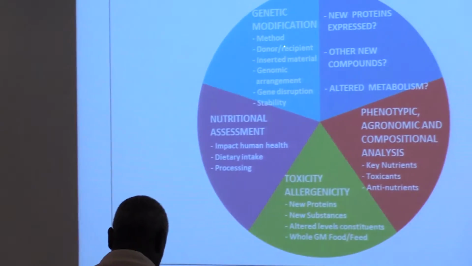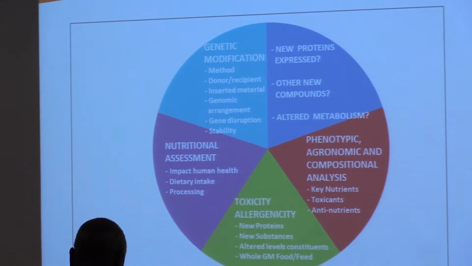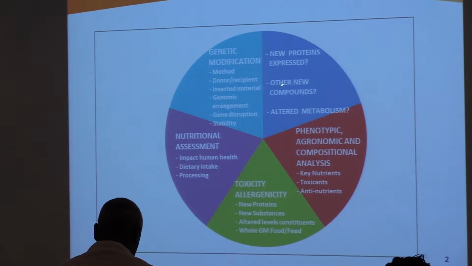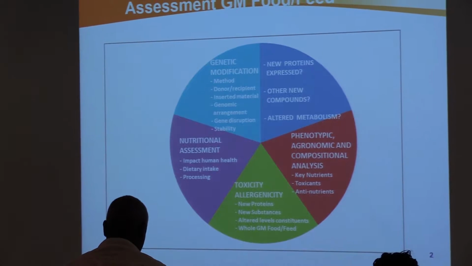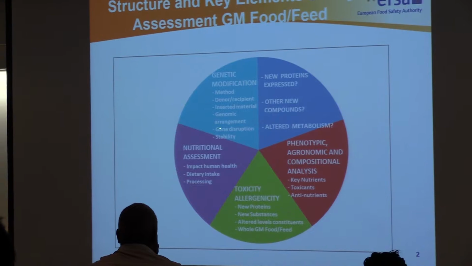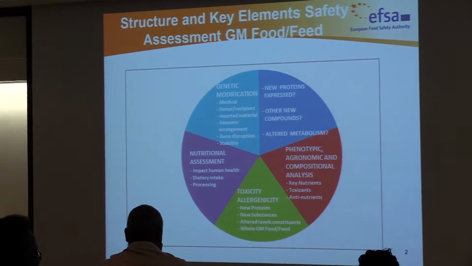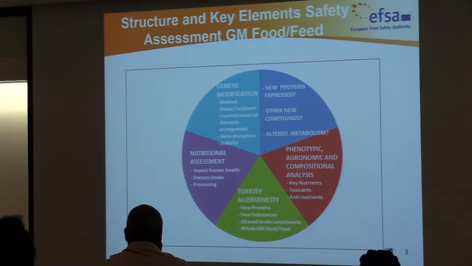Now, this is an overview in a nutshell of the main items or issues you should look at. First of all, the genetic modification process, methods, and also what is the donor and recipient and what is inserted, genomic aspects, arrangements of what is inserted, gene disruption, potential disruption, I come back to that later, stability. So I call it just genetic modification and related processes.